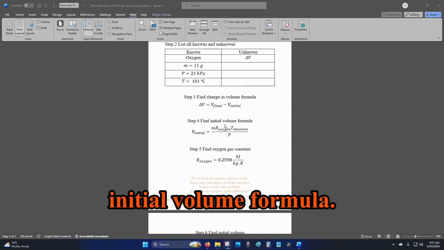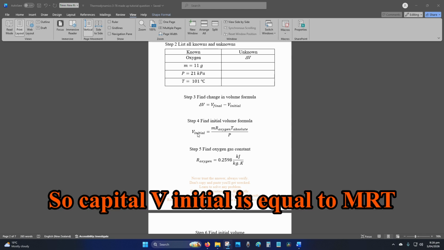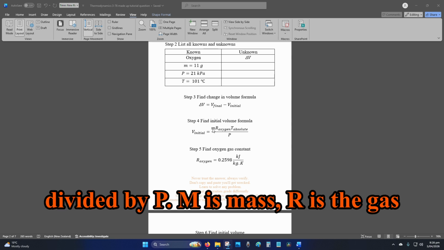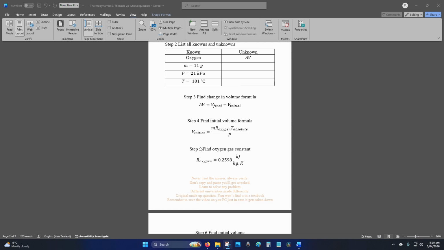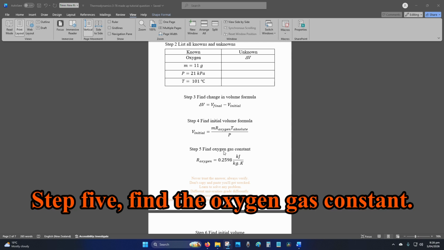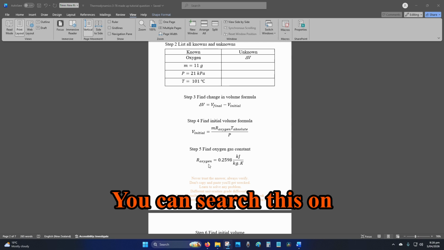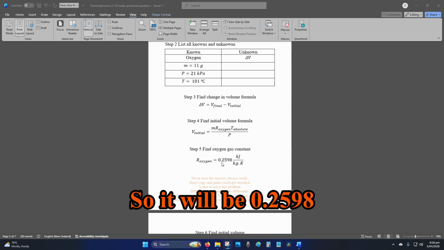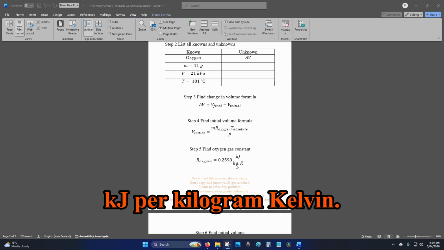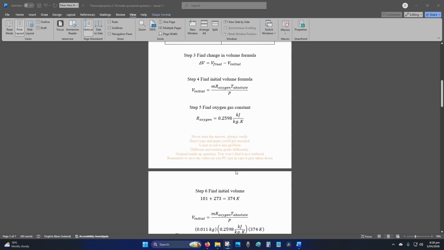Step 4. Find the initial volume formula. So capital V initial is equal to mRT divided by P. M is mass, R is the gas constant, and T is the absolute temperature. Step 5, find the oxygen gas constant. You can search this on Google or your textbook. So it'll be 0.2598 kilojoules per kilogram Kelvin.